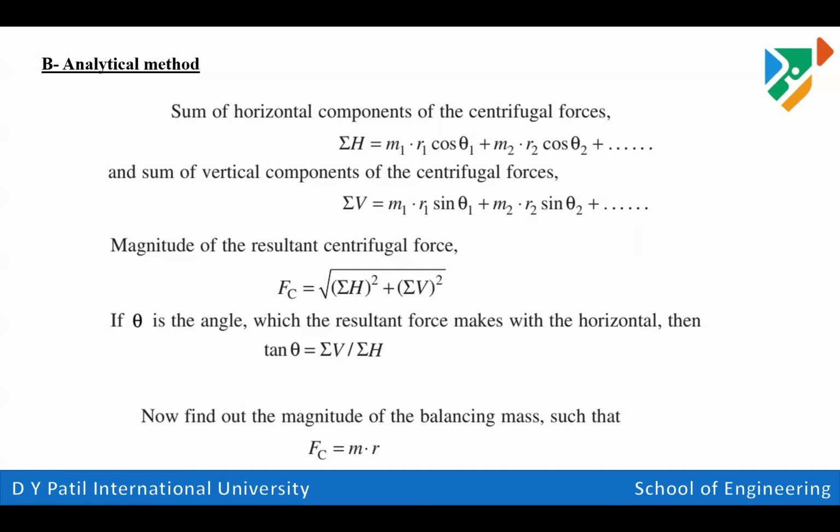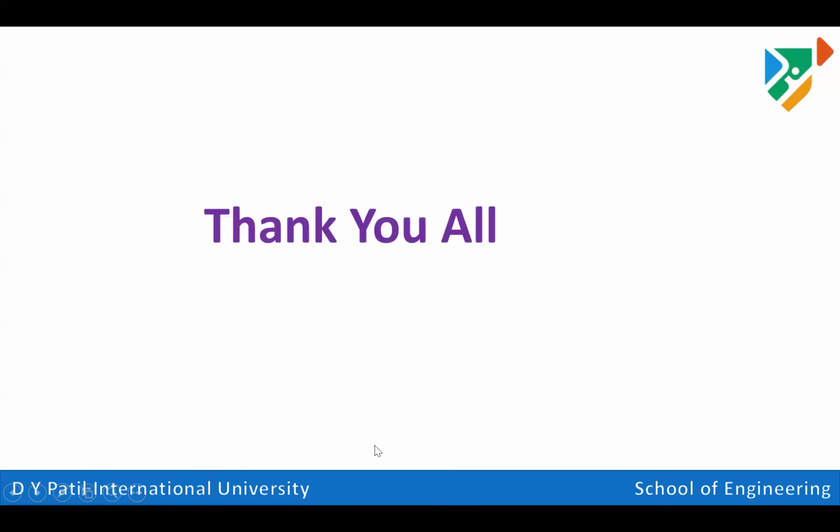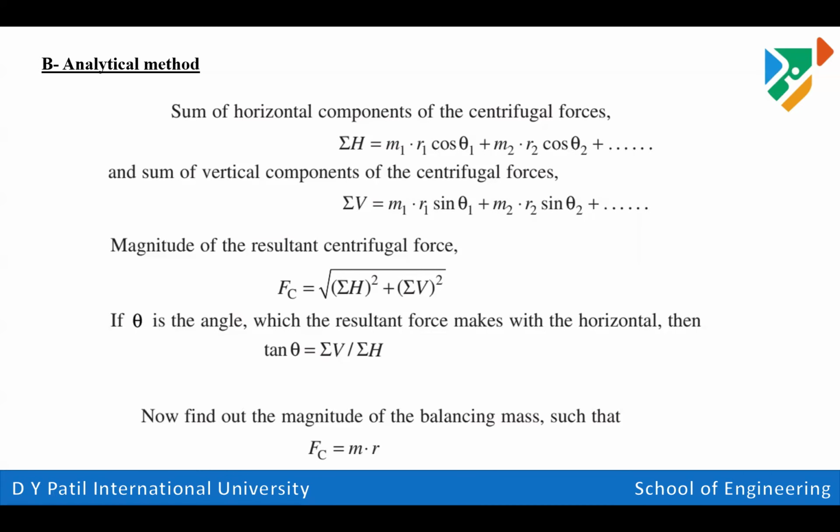And again, suppose you want to calculate the magnitude of the balancing mass, then again you can use the resultant centrifugal force Fc. So you can equate that centrifugal force to mass into radius, and based on that, one can find out the magnitude of the balancing mass. Okay, in this way, we can calculate all these processes for rotating masses. So this is a very simple part.